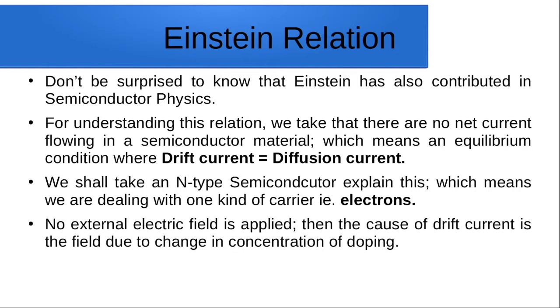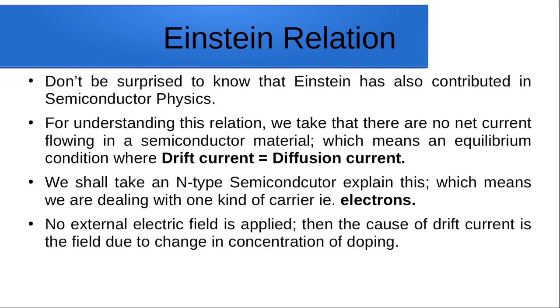This is another point that you have to keep in mind. No external field is applied. Then the question will be, how can there be a drift current if there is no external field? You have to understand that drift current is the current due to the field applied, which need not be an external electric field. There will be an electric field due to the change in concentration of the doping. So here the drift current is produced by the electric field, which is due to the change in concentration of doping. This is the premise that you have to keep in mind.